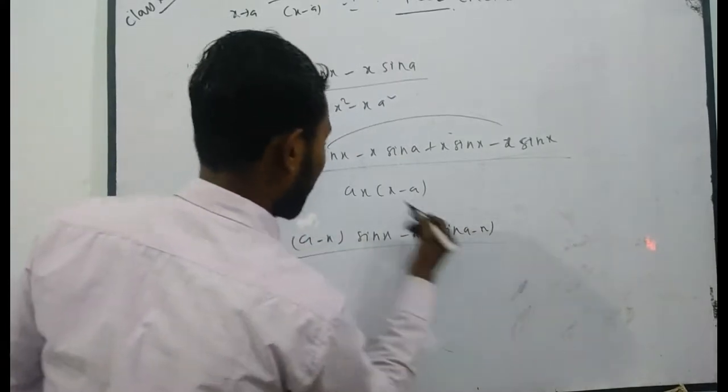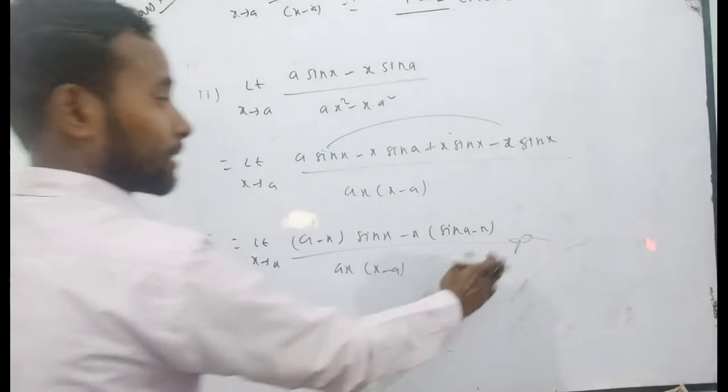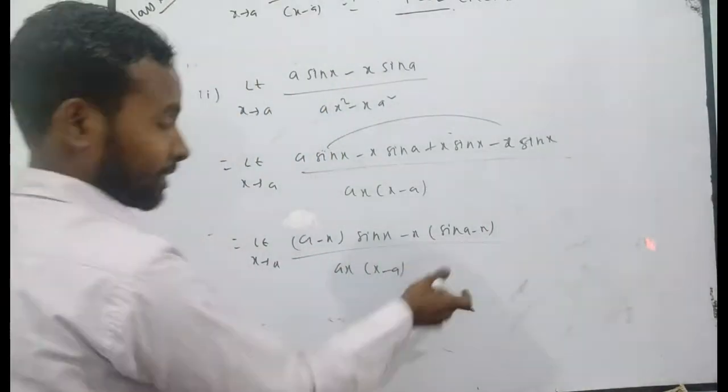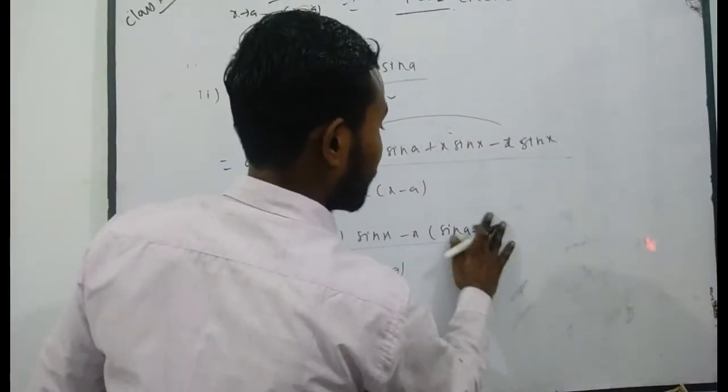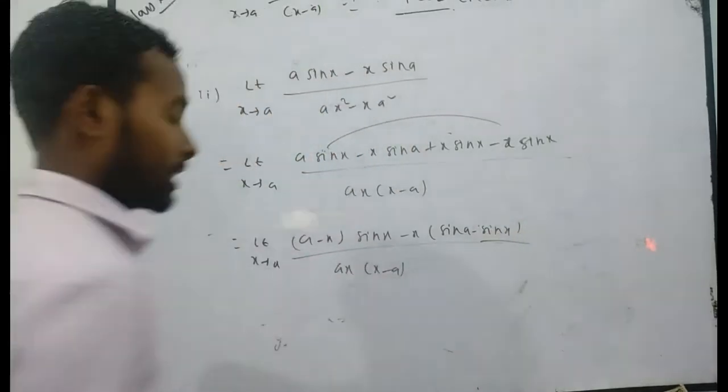I think now you can solve. Separate it, and thereby separate it. Don't write the answer. Separate it, and here you have to apply the formula sin c minus sin a. Sin c minus sin a. After that it becomes very easy.